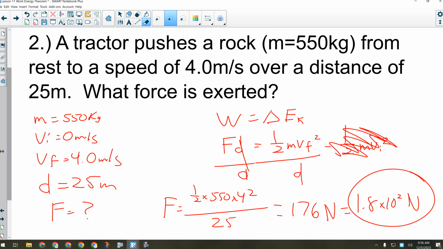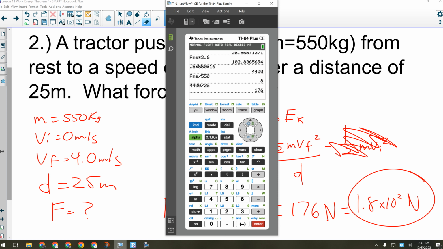I solved for kinetic energy, and then I did the work equals FD formula instead of doing it all together. Would that be fine? Would it give you the same answer every time? Yep, absolutely. I solved for it actually in the calculator. That's the way I did it. I solved for the top, 4,400, and then I divided by the bottom.